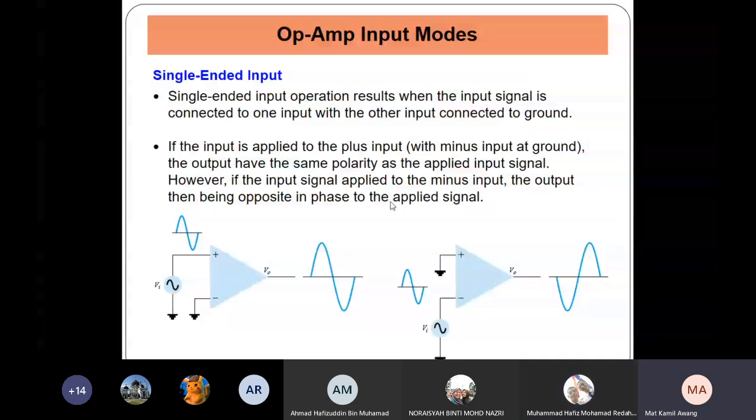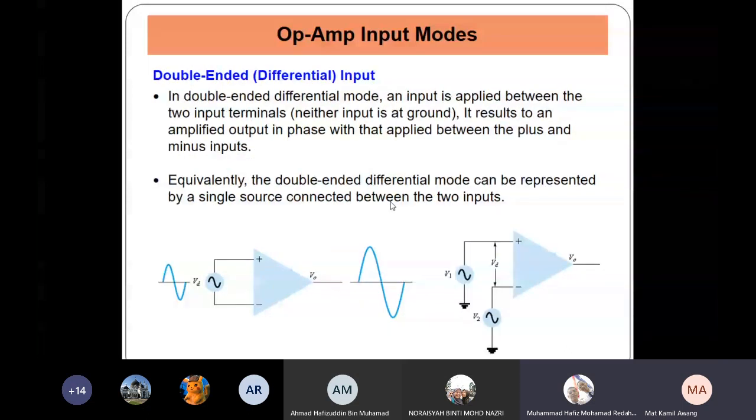So this is a single-ended input. One is ground, the other one is being used as the input. So this is the first input mode. The second input mode is the double-ended input, which is differential. So basically both the plus terminal and the negative terminal are connected to the input signal.